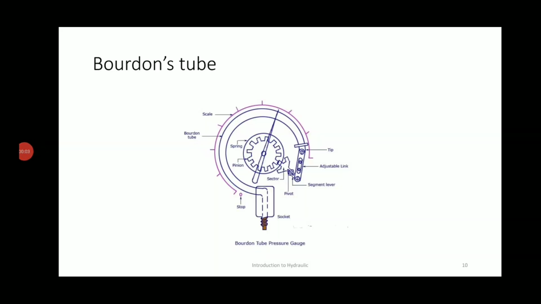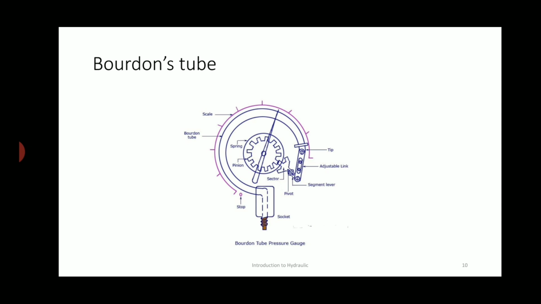Bourdon's tube. Figure shows the simple sketch of Bourdon's tube. The gauge consists of curved, hollow metallic tube whose end is connected to the fluid whose pressure has to be measured. Due to the change in pressure inside the tube, the radius of curvature of tube increases or decreases. It will increase with increase in pressure and it will decrease with decrease in pressure.